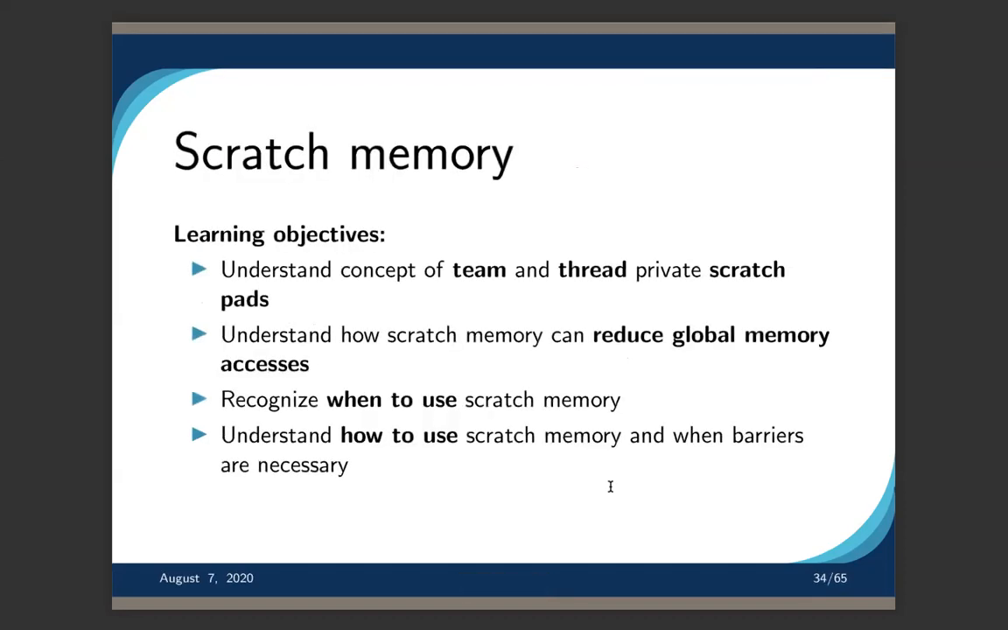Okay, so the next thing we're going to talk about is scratch memory. With scratch memory, we want you to understand the concept of team or thread private scratch pads, which you can use with team policy. We want you to understand how that can reduce global memory accesses and thus potentially get you better performance. We want you to understand when and how to use scratch memory, and in particular also how that makes barriers potentially necessary.